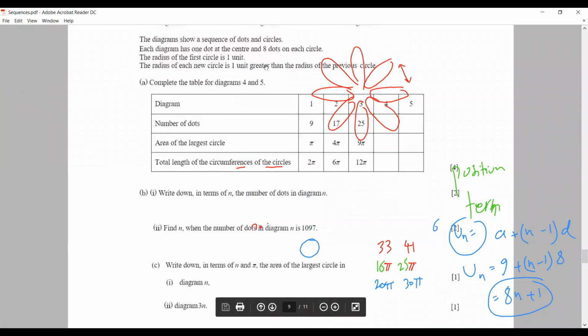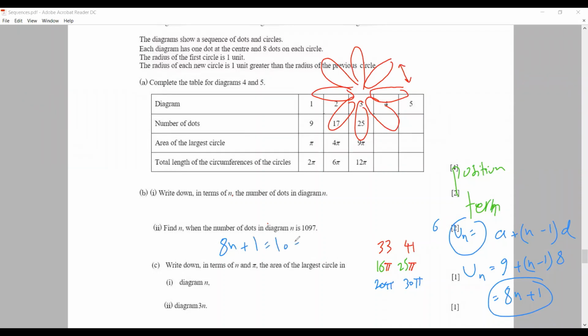Then they say find n when the number of dots in the diagram is 1097. So we have the formula for the nth term. If 8n plus 1 is equal to 1097, how much is n? So n should be obtained by dividing 1096 by 8. How much would that be? 137. So that's n. It carries 2 marks.